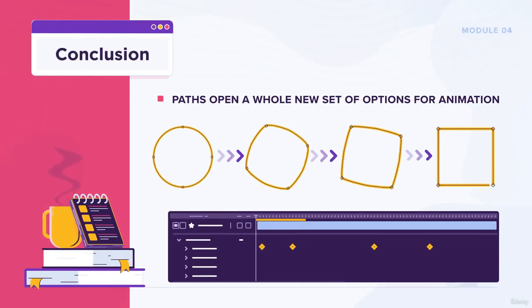Conclusion. As you can see, Paths opens a whole new set of options for animation that go far beyond using the basic transform options available in our layers. But we need to understand how the workflow is structured so we can get the results we want. Animating this way might seem like a lot of hard work, but it will become easier the more you start using it for your animations.